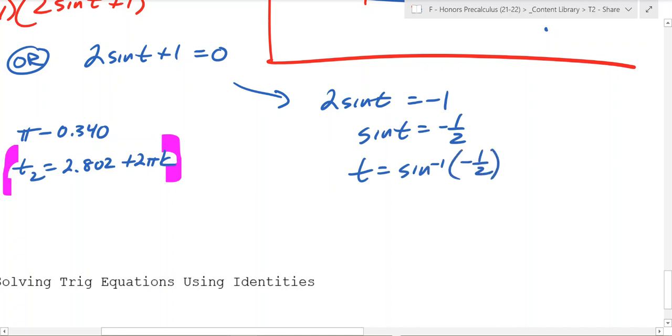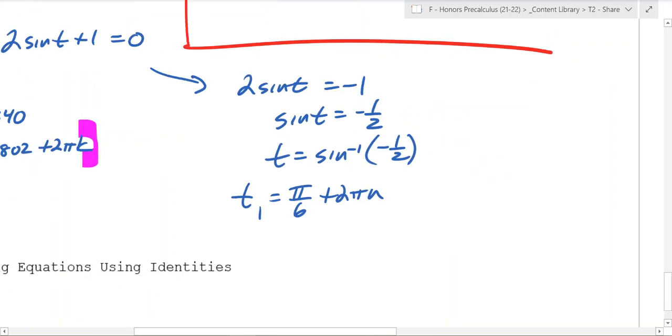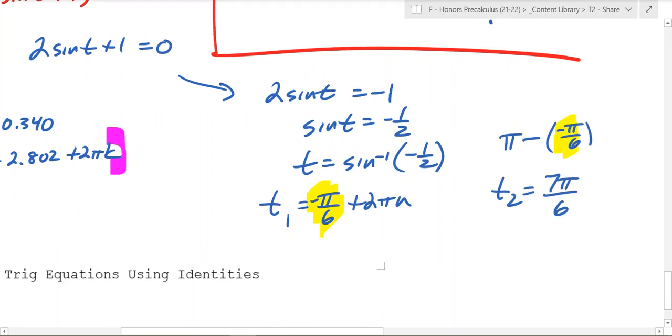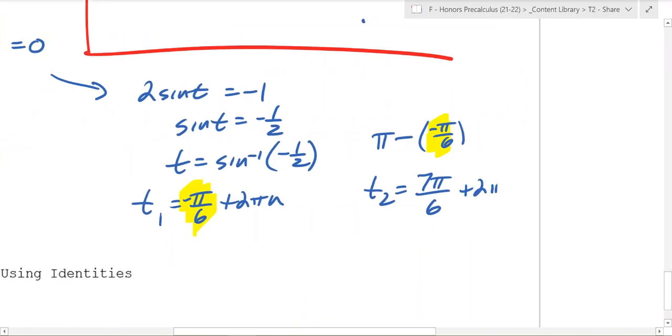Remember, sine is the y value. So when you do that, it's actually going to be your first t value is going to be pi over 6. And you add 2 pi n to that. And then to get the second one, remember, it's pi minus this. So it's minus pi over 6. You subtract that value from pi to get the second t value on this side. So it's going to be 7 pi over 6 plus 2 pi k.